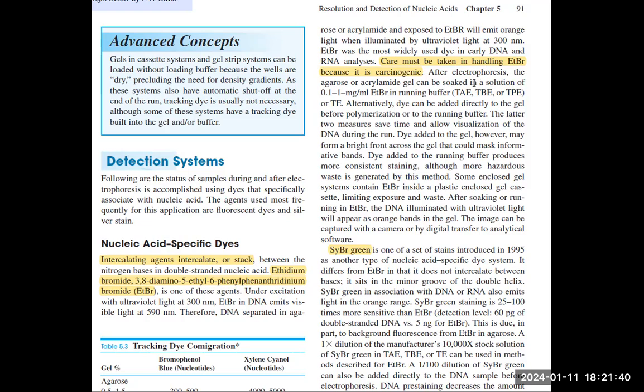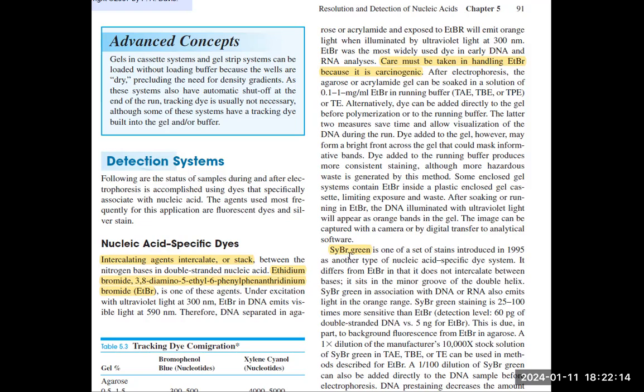Because guys, after electrophoresis, what you will do with your agarose or acrylamide gel, you need to soak it in a solution of running buffer, like TAE, TBE, or TPE. It's wrong to carry it dry and just place it inside a Tupperware or a container. No, you should submerge it in a running buffer, before or while waiting for your turn to do trans illumination with the UV light. So that's the thing.